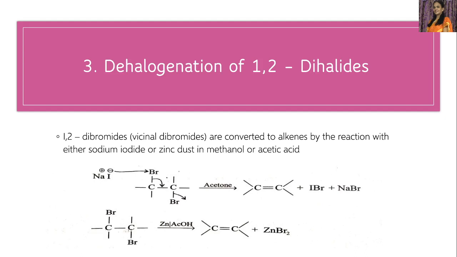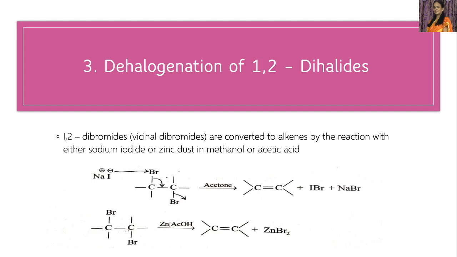So here we considered 1,2 dibromides, that is vicinal dibromides, which are converted to alkenes by the reaction with either sodium iodide or zinc dust. So the reagent used in this dehalogenation reaction is zinc dust in acetic acid, or zinc dust in methyl alcohol, or sodium iodide can also be used as a reagent in this reaction.